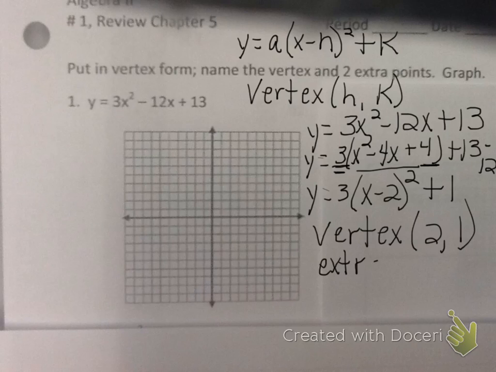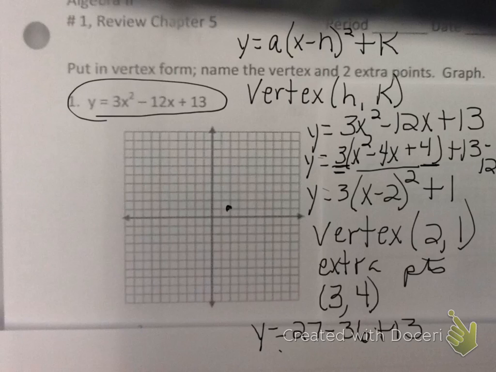For an extra point, you can pick any point you want. I'm going to pick 3. You could have picked 4, 5. You could have picked 2. Well, no, not 2 because 2 is the vertex. You could have picked 1. You could have picked 0. You can pick anything you want. I just happen to pick 3. Plug it in, and you get the ordered pair (3, 4). The corresponding point is (1, 4).